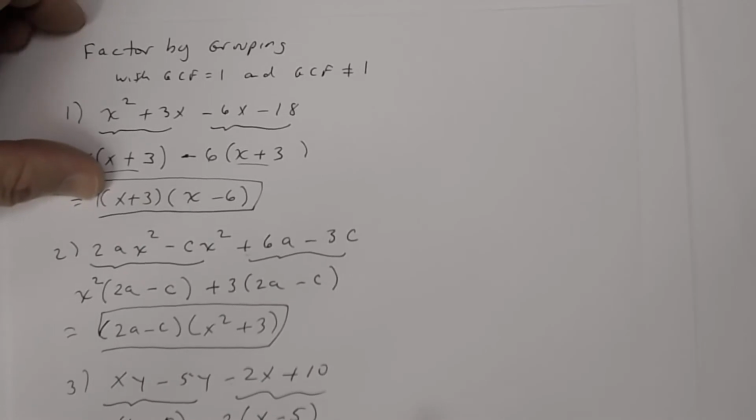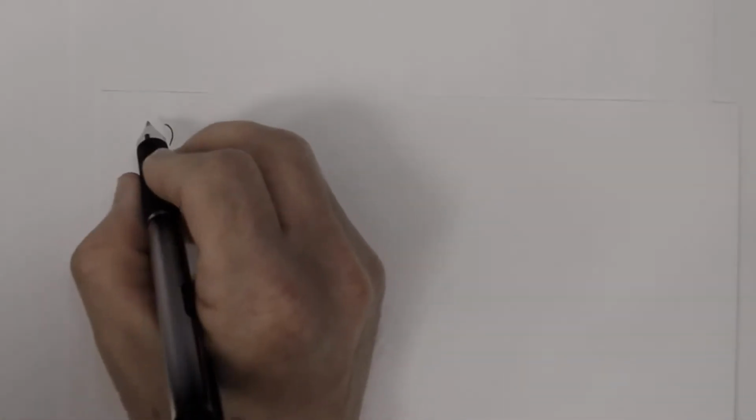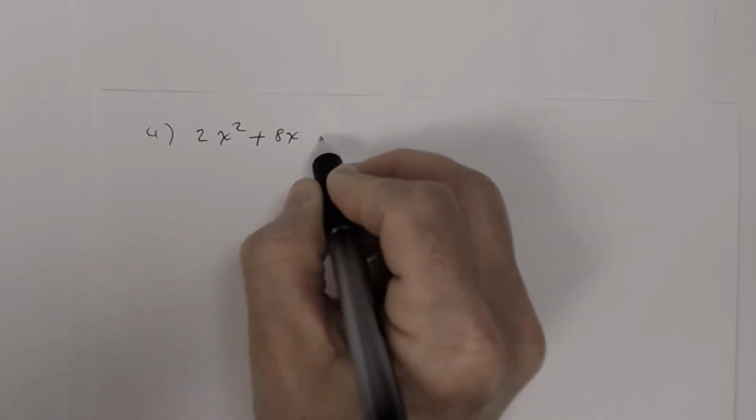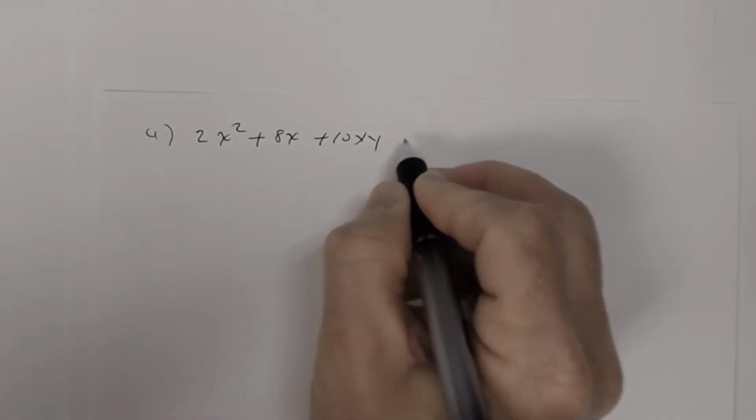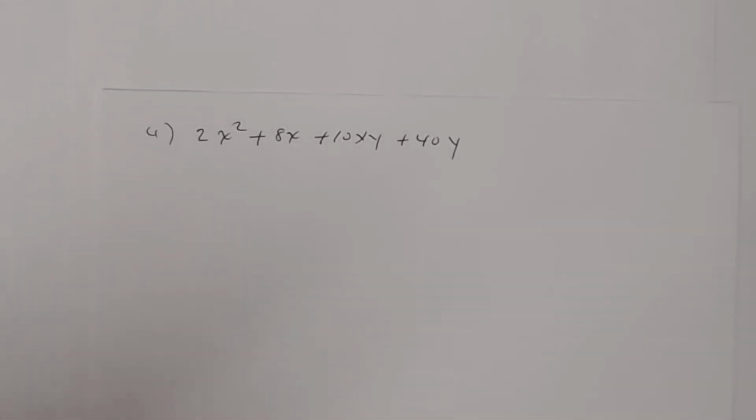But when we look at number 4, I want to show you something. In number 4, though, watch what happens. So this is number 4. So number 4, we have 2x squared plus 8x plus 10xy plus 40y. Okay? So 2x squared plus 8x plus 10xy plus 40y.